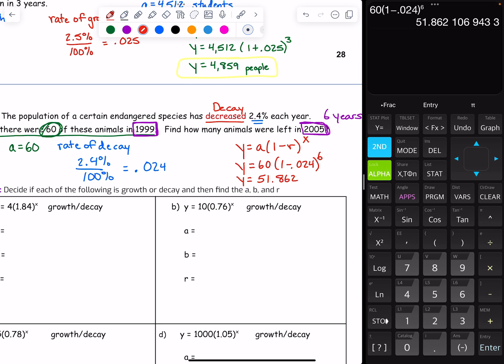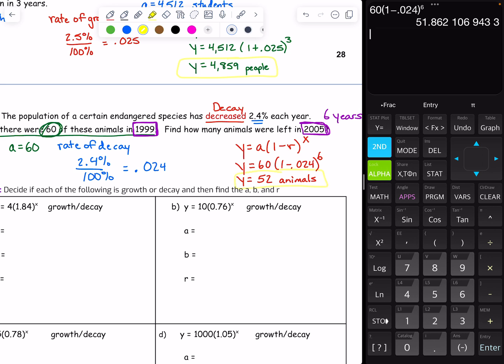51.862. But it's animals, so again, you want to round up or down to the nearest animal. So if it's 0.8, it would make good sense to, let's say, round to the 52, since it was larger than 5 after the decimal. Okay, so about 52 animals were left.